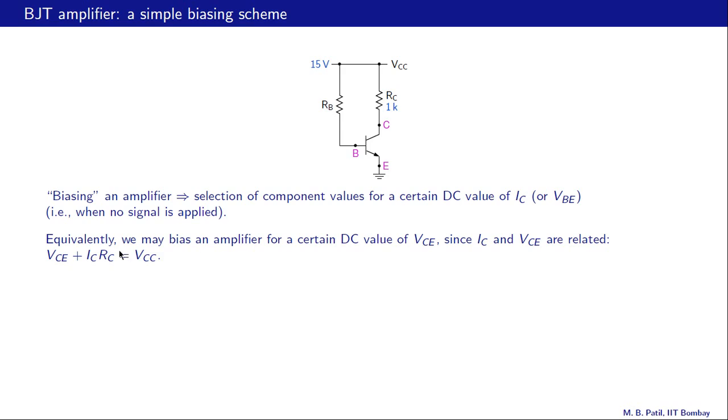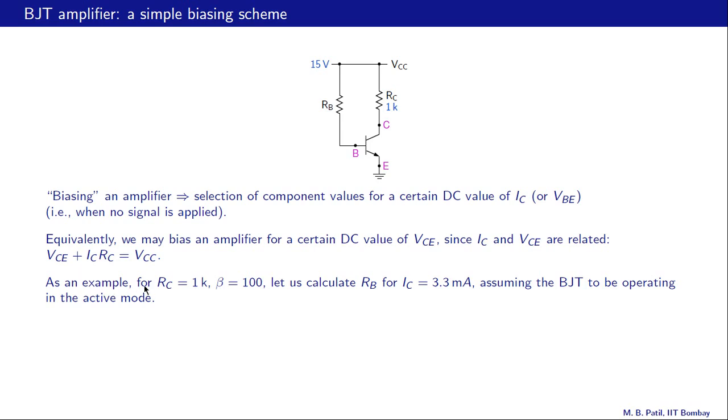Now equivalently, we may bias an amplifier for a certain DC value of VCE, this voltage VCE. And why can we do that? Because IC and VCE are related. For example, in this circuit, VCE plus IC times RC is equal to VCC, and so therefore there is a relationship between VCE and IC. So sometimes instead of insisting on a certain value of IC, we might say that VCE should be a certain voltage.